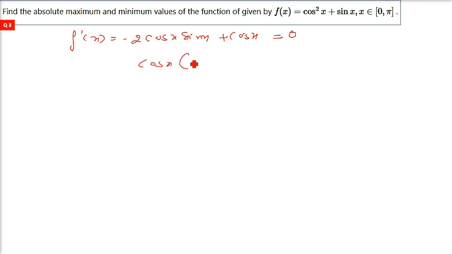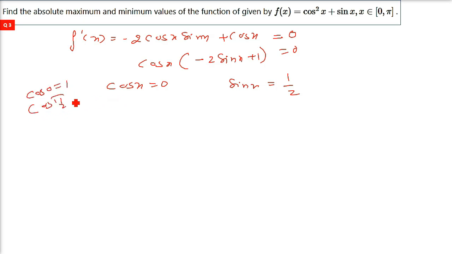I'm differentiating it. I've already differentiated it, so I'm taking cos x as common. Inside we have -2 sin x plus 1. Let us place them both as 0. Cos x will be 0 or sin x will be, this minus goes here, equal to half. So cos 0 is 1, cos pi by 2 is 0. Similarly, sin 0 is 0 and sin pi by 2 is 1. Cos x is 0 at pi by 2. Sin 30 degree is half.